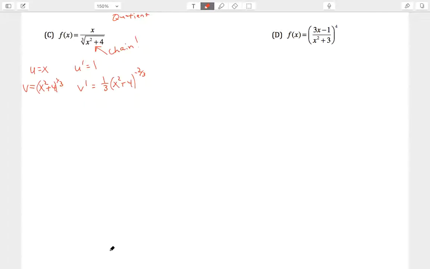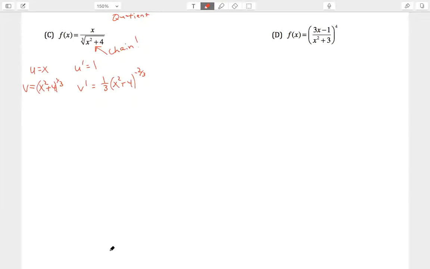No, the quotient is: that's the numerator, that's the denominator, and the denominator is x squared plus 4 to the 1/3, which is a chain, because it's something to the 1/3. Right? The cube root of, so it's a chain. You good with that? V prime would be multiplied by 2x. So wait, V prime, shouldn't there be the derivative of v?